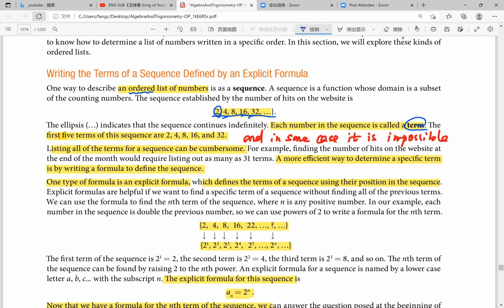Listing all the terms for a sequence can be cumbersome. That is our problem. We know a sequence is an ordered list of numbers, but many times the list of numbers is infinite. So how to describe a sequence? We need to find a way to describe a sequence. One way to describe a sequence is to give a formula for the sequence.